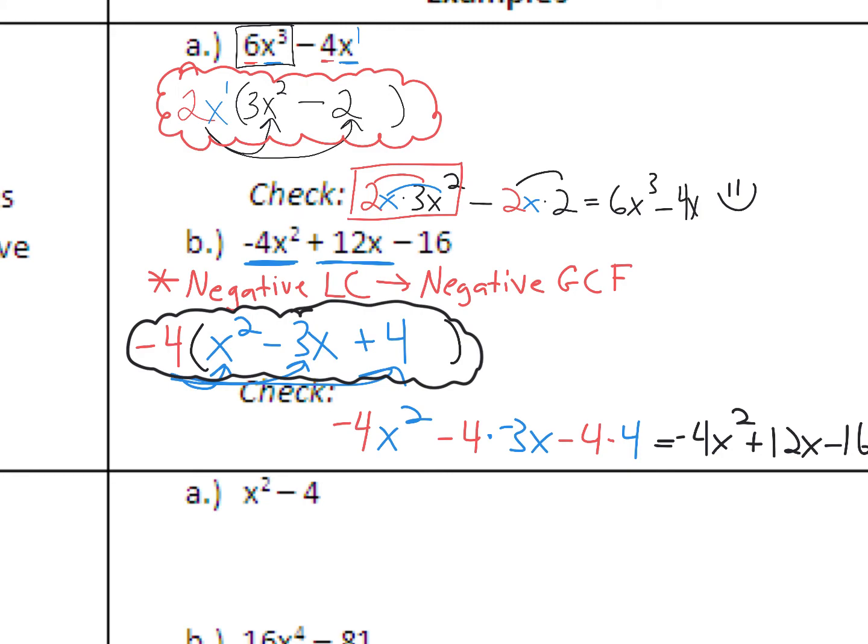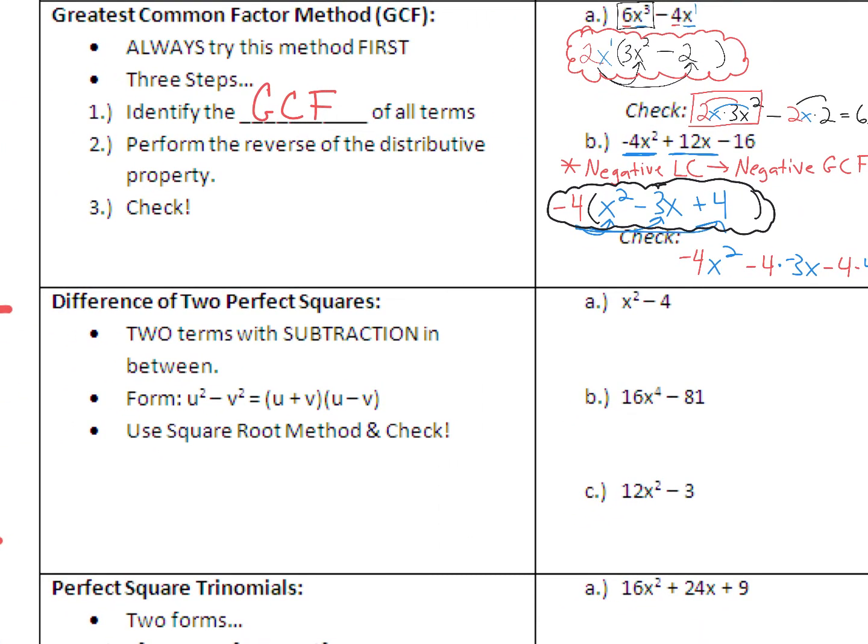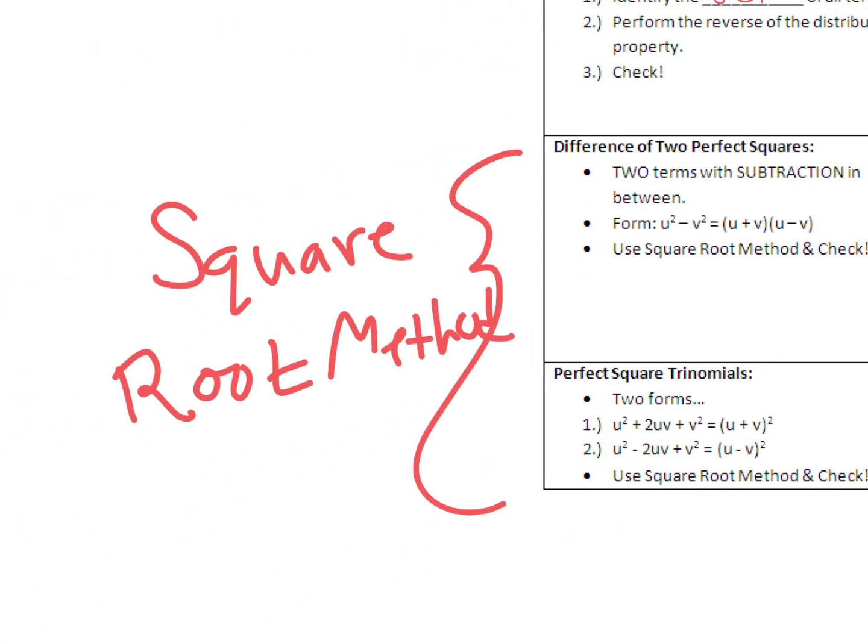Okie dokie, folks. We are 1/3 of the way done with our lesson. Pat yourself on the back. All right, actually, you could say half, because I use the exact same method on these 2 different types of problems. So what you're going to notice, this is important, we're going to use the square root method.